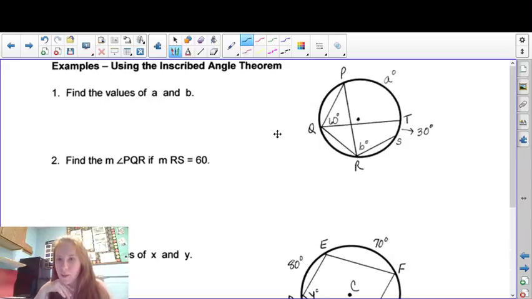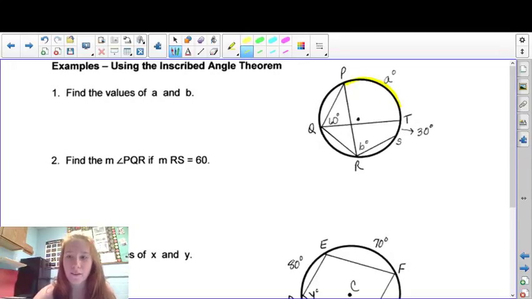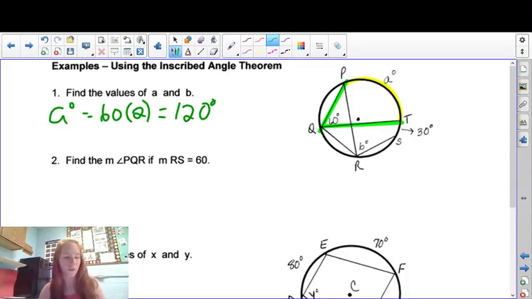So I need to find the values of A and B. If I look at A, I see A goes around this arc of PT. And that arc of PT corresponds, actually, I'm going to use my highlighters so we can still see the picture beneath it. So A is that arc, and it hits this angle. And I see that angle PQT is a measure of 60 degrees. So to get to A, it's equal to 60 degrees times 2, because it's twice the size, which is 120. So A is 120 degrees.